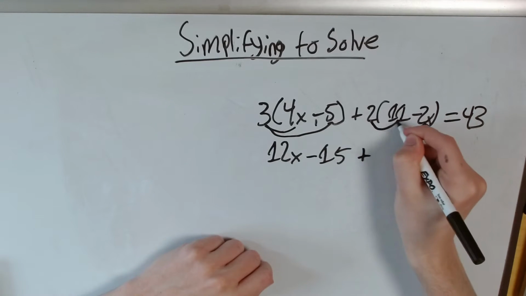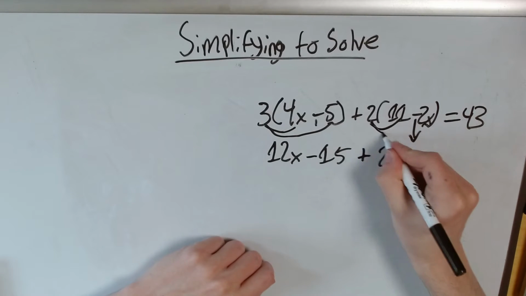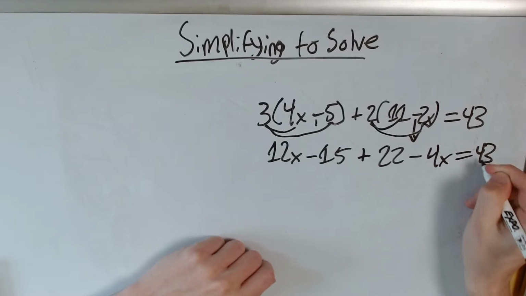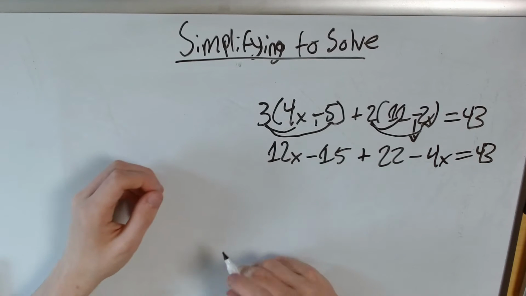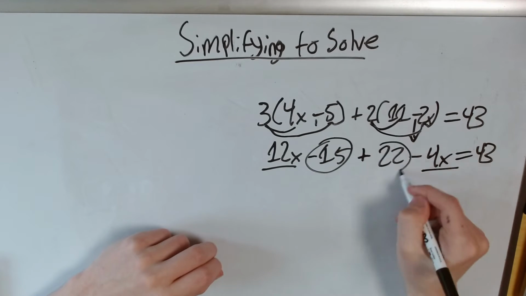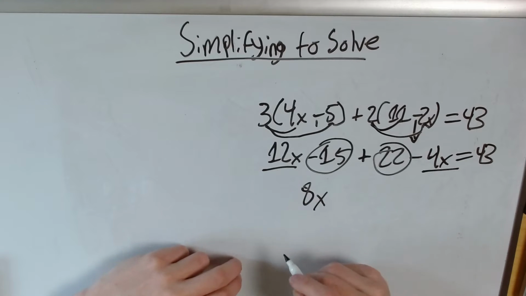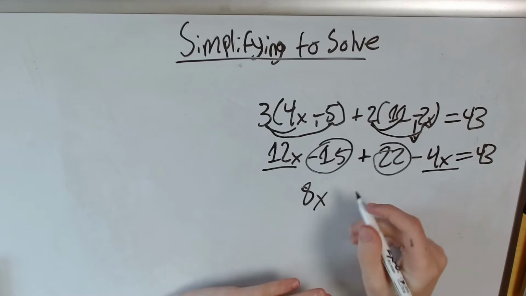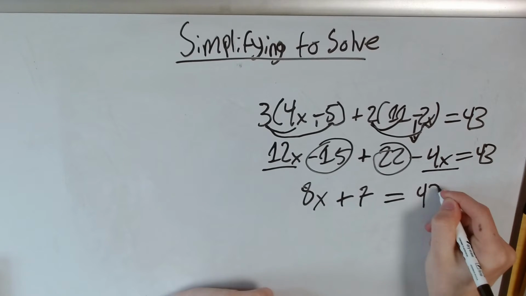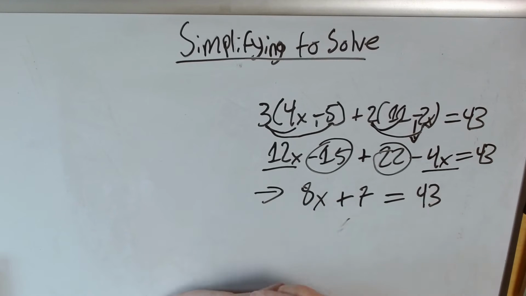Plus 2 times 11, 22. Bring the subtraction sign down. 2 times 2x, 4x. So it equals 43. Then we're going to do what we just did and combine our x's and our numbers. So 12x minus 4x, that's 8x. 22 minus 15, that's 7. That's equal to 43.